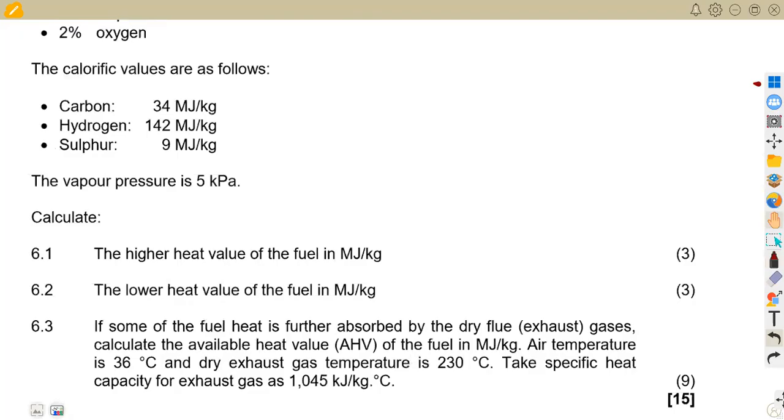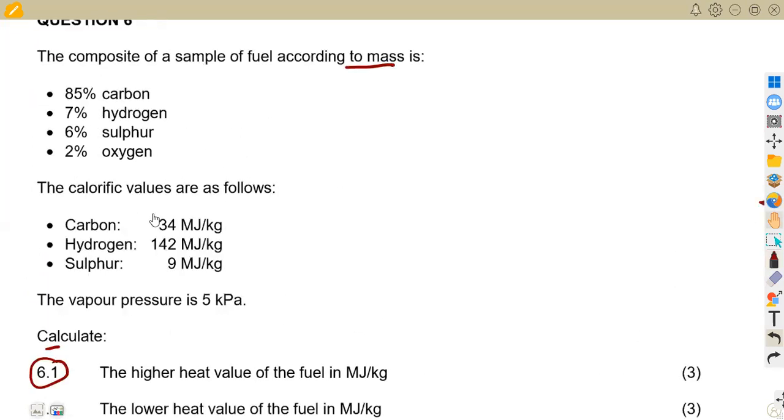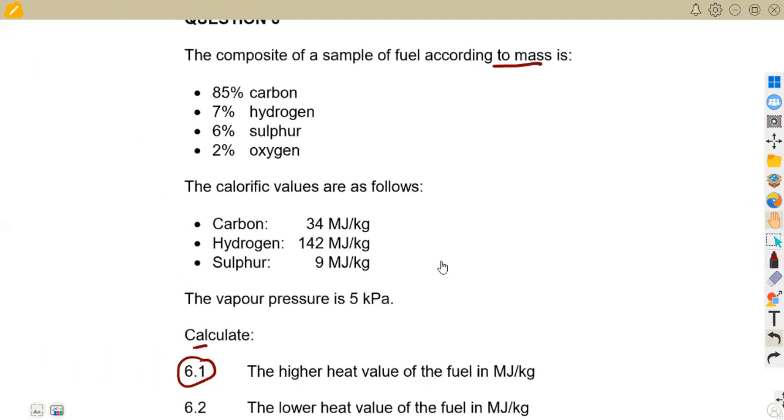Then we are asked to calculate from this information 6.1, the higher heat value of the fuel in megajoules per kg. All right, so if we are to check our information from what we have, the percentages and so forth, we are supposed to work with these percentages, and to calculate the higher heat value, which in this case is referred to as the higher calorific value. That is, we are simply calculating the higher calorific value.